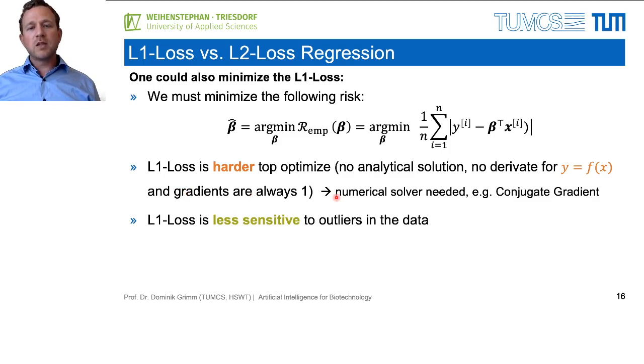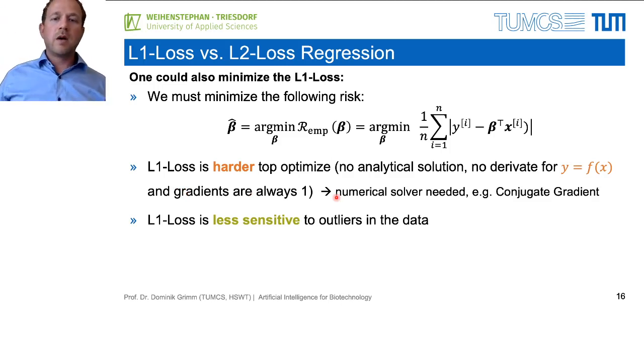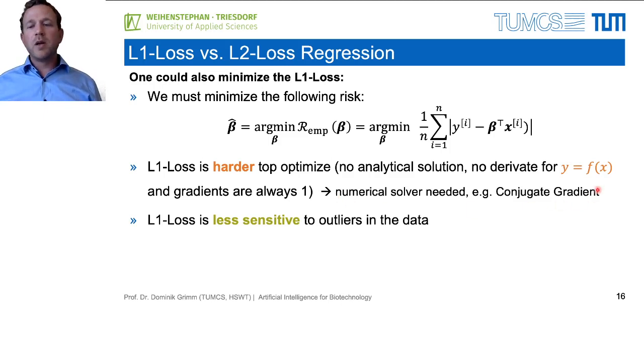We can solve this by using numerical solvers, like for example conjugate gradient or others, but how we can do these optimizations will not be part of the course. Therefore, we recommend other courses at this campus where you learn about optimization techniques. One big advantage of the L1 loss compared to the L2 loss is that it's less sensitive to outliers in our data.